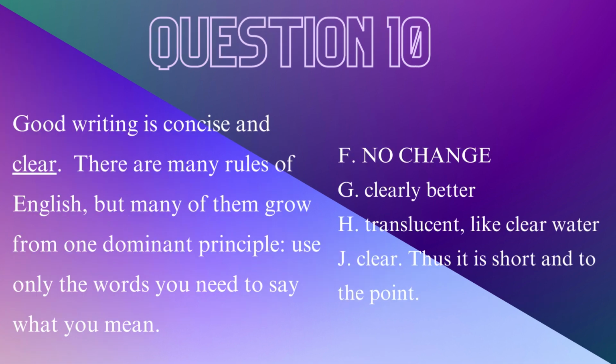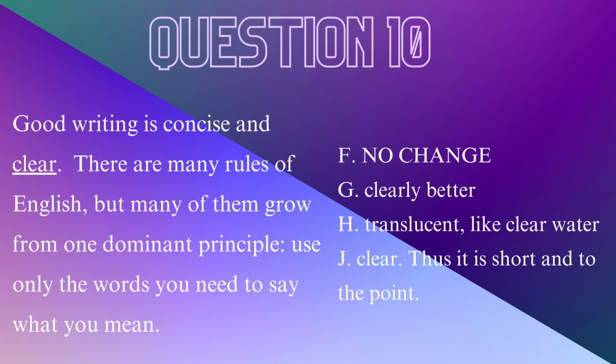Question 10. Good writing is concise and clear. There are many rules of English, but many of them grow from one dominant principle. Use only the words you need to say what you mean. Is it F, no change? G, clearly better? H, translucent, like clear water? Or J, clear? Thus, it is short and to the point.